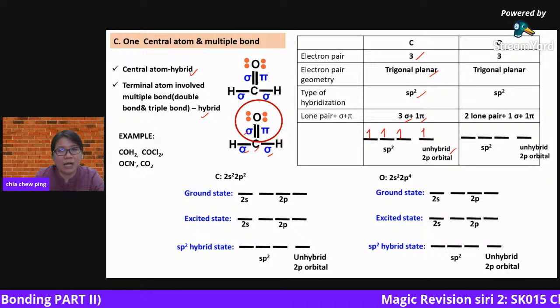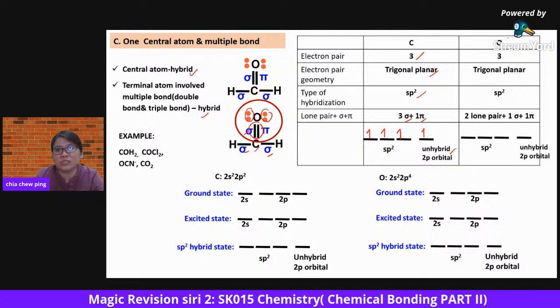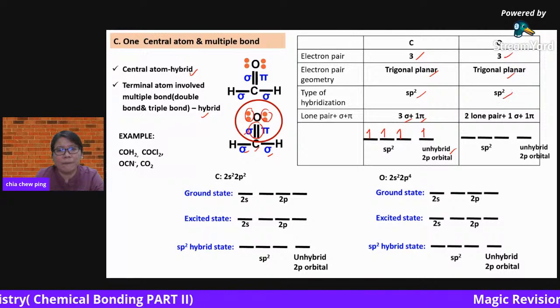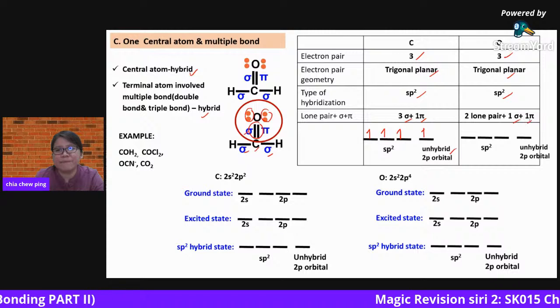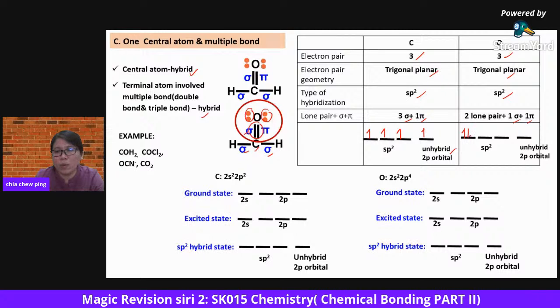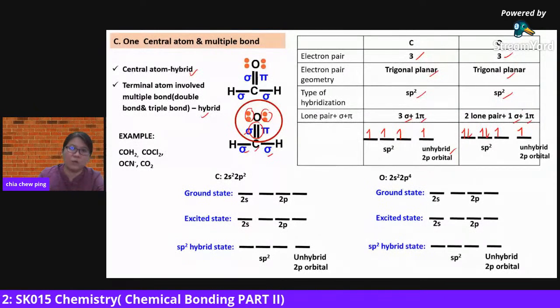First step, I will count electron pairs. So lone pair 1, 2, double bond 1. So the total is 3, so trigonal planar, so the hybridization type is sp2. 2 lone pair, yes, 1 sigma and pi. So with 2 lone pairs, we expect to get sp2. 1 sigma is 1 unpaired electron, and 1 pi is 1 unhybrid 2p orbital.